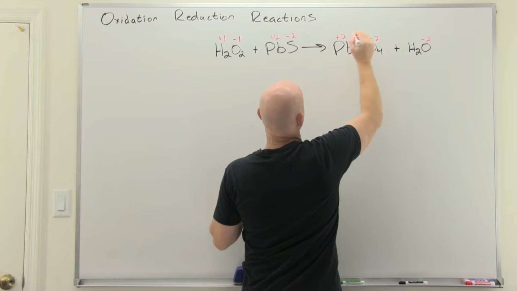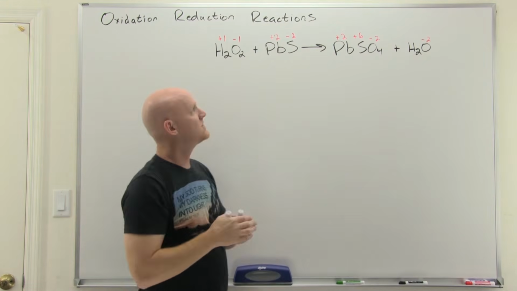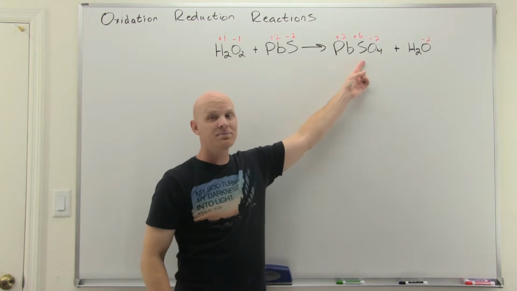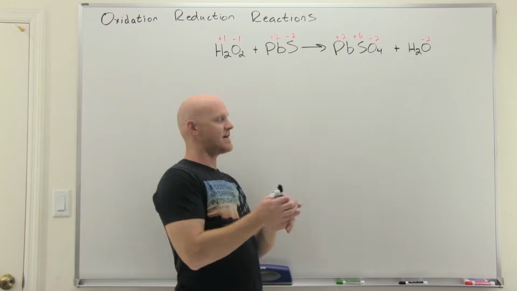Here lead is still +2, that hasn't changed, but sulfur is now +6. And so with sulfur going from -2 up to +6, that's getting higher. He's losing electrons and he's being oxidized. That'll be our other half reaction.